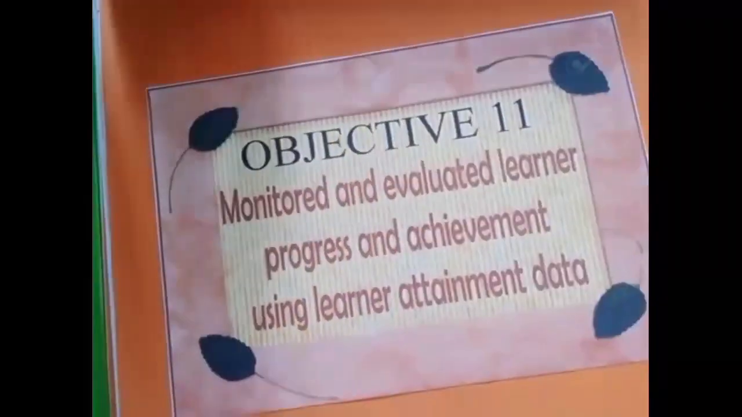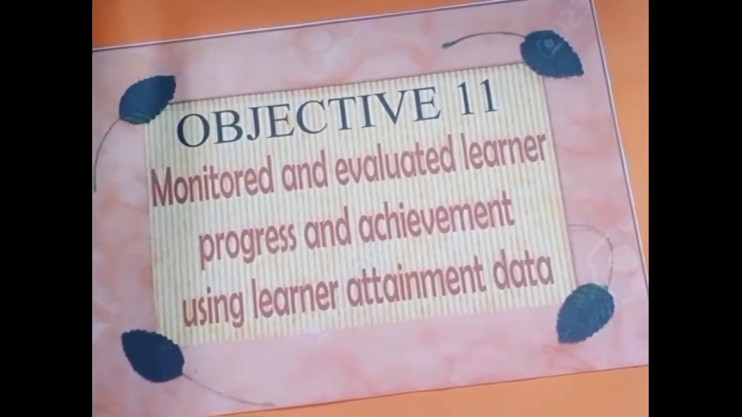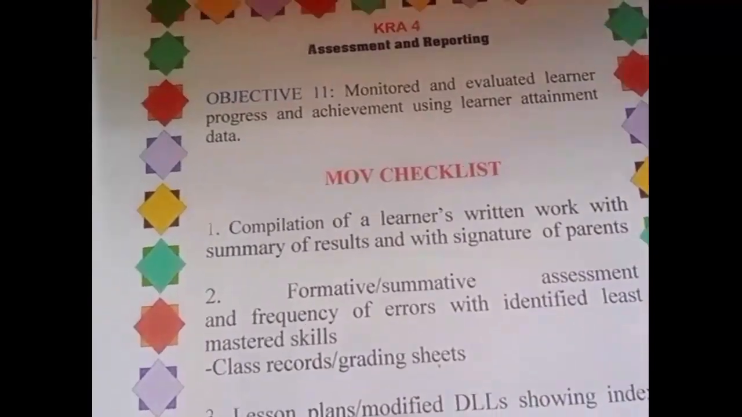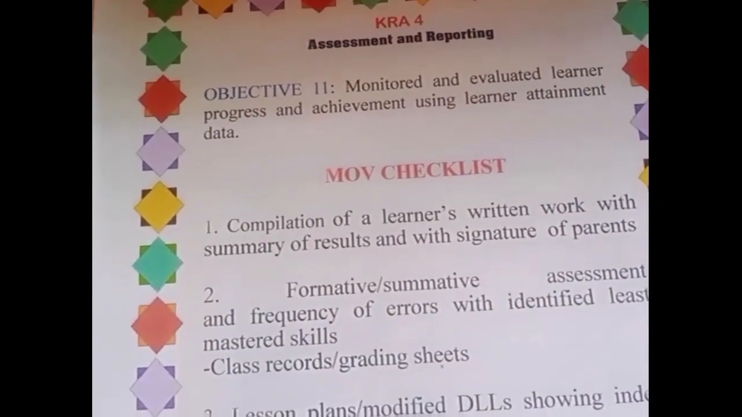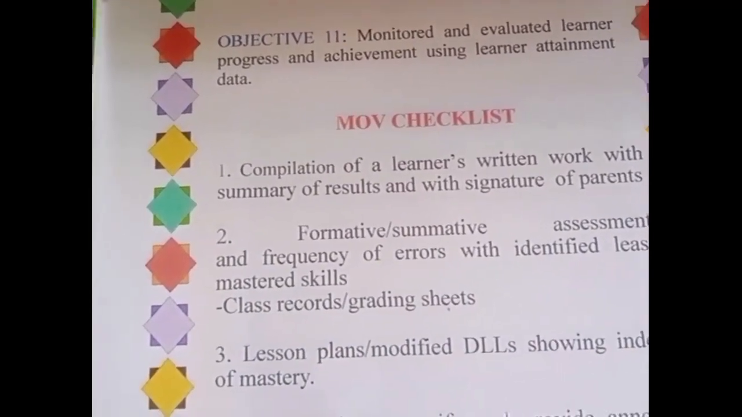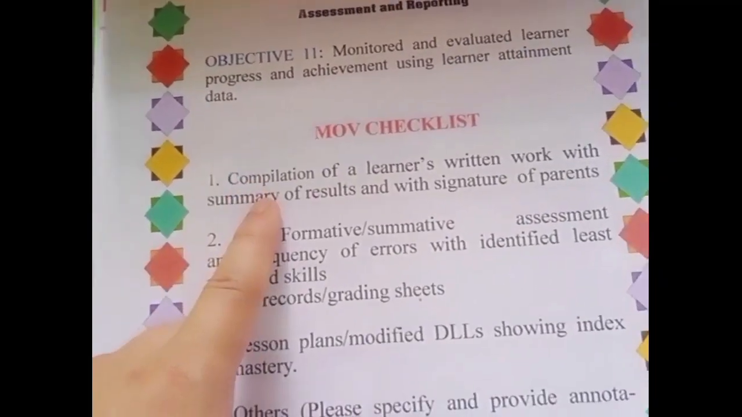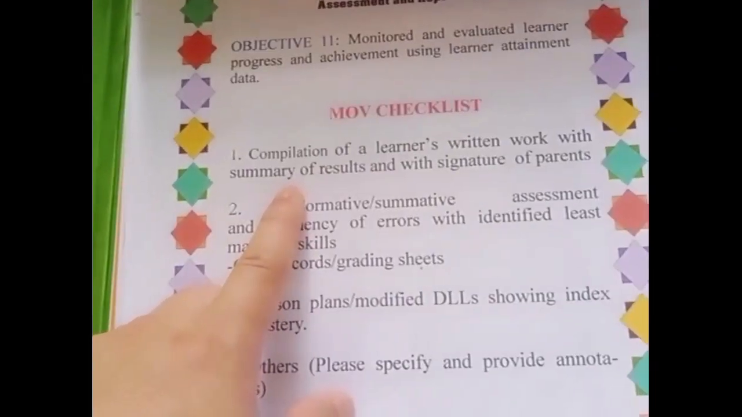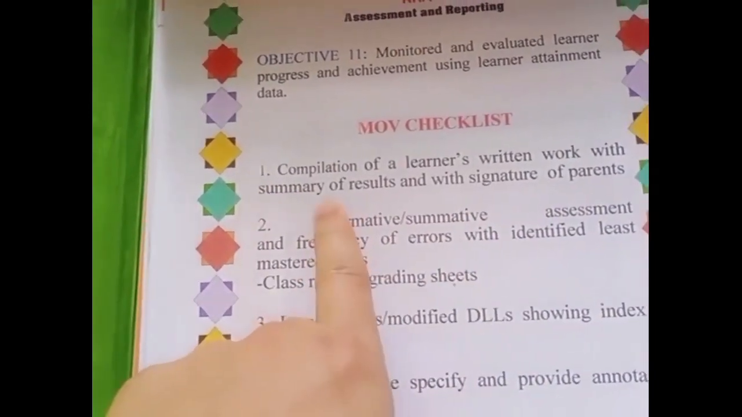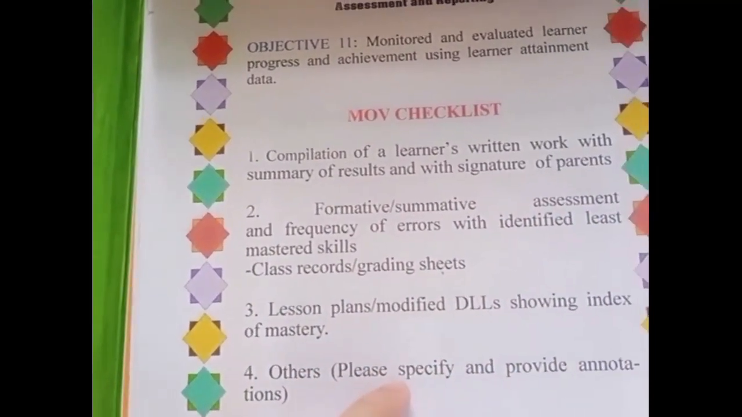Next, objective number 11. So monitored and evaluated learner progress and achievement using learner attainment data. So ito yung mga MOBs para sa objective number 11. So compilation of learners' written work with summary of results and with signature of parents. Kailangan may compilation tayo ng mga learners' written work. So pwede dito yung mga portfolio ng mga estudyante. Dapat ay mayroong summary of results and signature of parents.